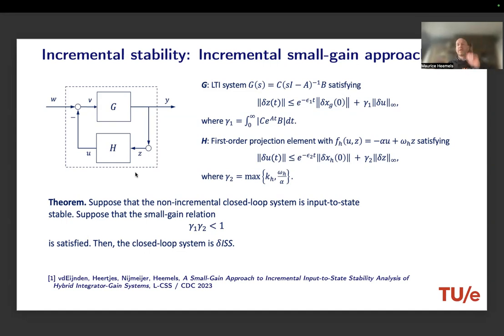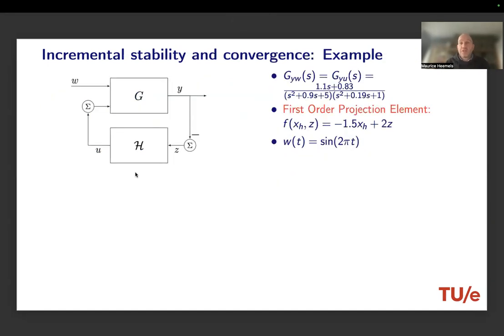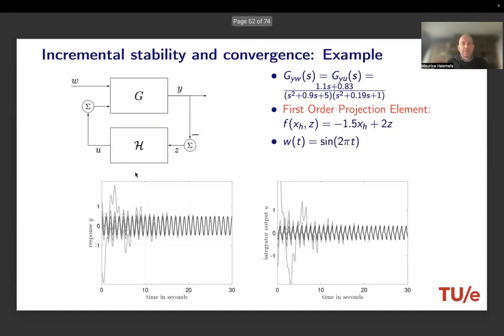Right, so now following a somewhat different approach, not a direct approach, but a small gain approach, which is more modular. Just to illustrate why this is of interest to us, we took a linear plant, with this transfer function. We took H to be a first order projection element with this dynamics, and using the tools that I just showed you, we could establish that this closed loop configuration is indeed incrementally input to state stable.